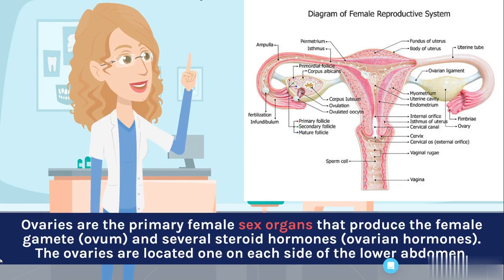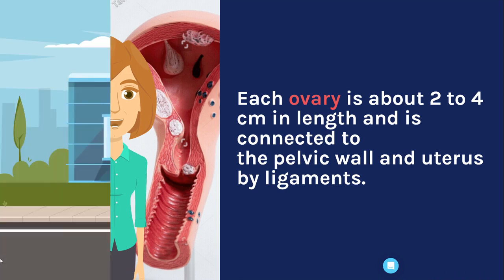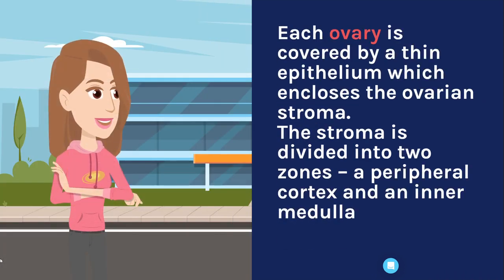Ovaries are the primary female sex organs that produce the female gamete, ovum, and several steroid hormones, ovarian hormones. The ovaries are located one on each side of the lower abdomen. Each ovary is about 2 to 4 centimeters in length and is connected to the pelvic wall and uterus by ligaments. Each ovary is covered by a thin epithelium which encloses the ovarian stroma. The stroma is divided into two zones, a peripheral cortex and an inner medulla.